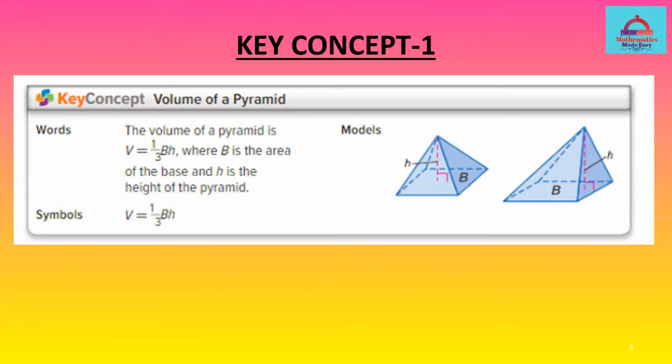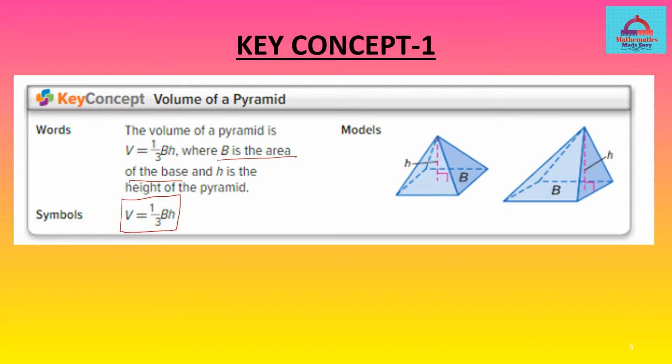So let's do the first key concept for today, that is going to be the formula that would help us to find the volume of a pyramid. So the formula is the volume of the pyramid V is equal to 1/3 B times H. And from the last video, I hope you are now very clear that B is the area of the base.